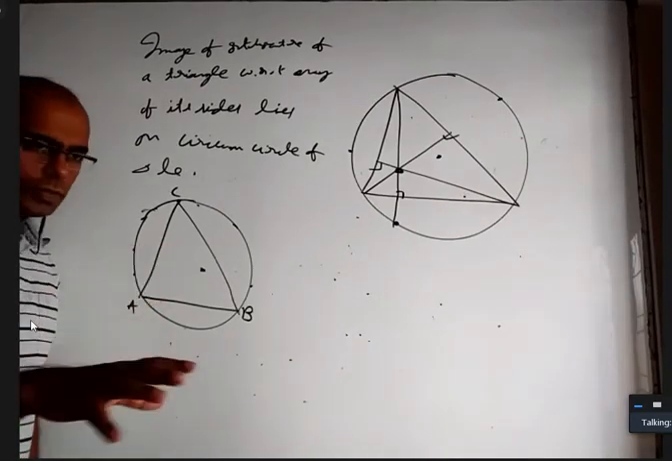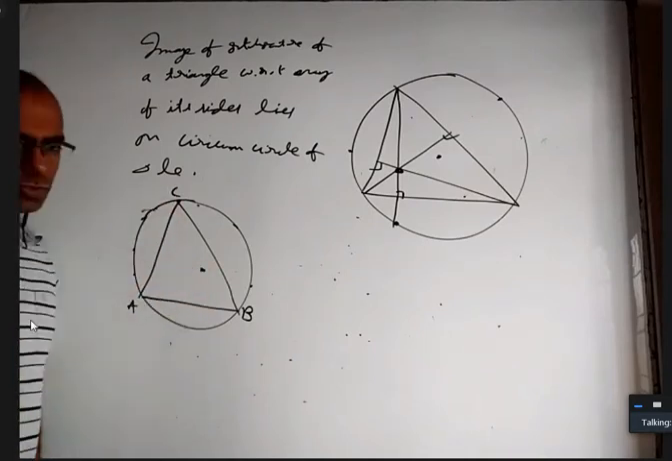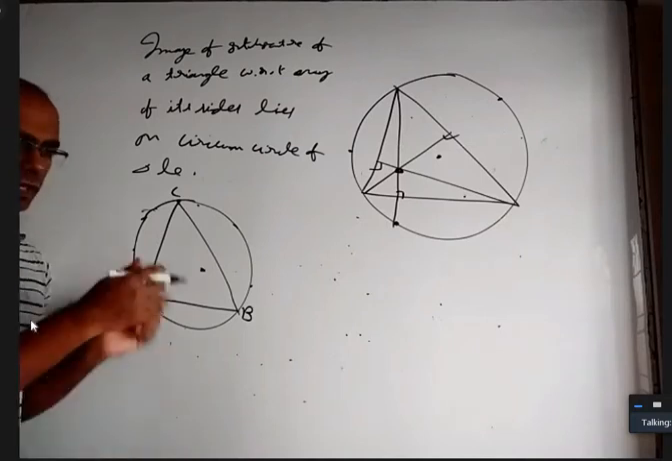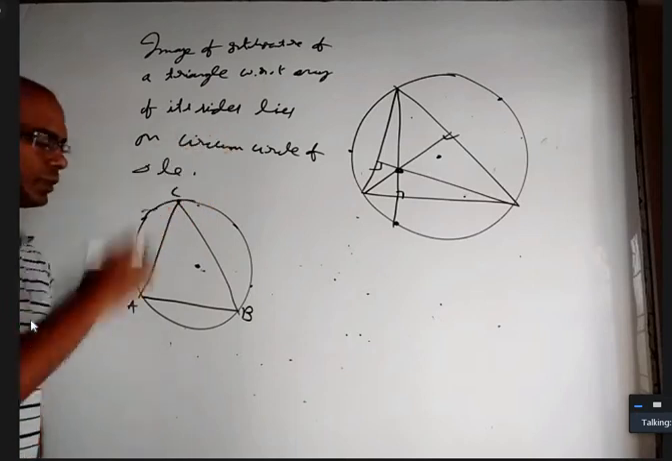On a piece of paper, I will draw one circle, I will draw one triangle and ask, and I'll give the circumcenter position if you want. By geometrical construction, find the orthocenter of this triangle using this property.